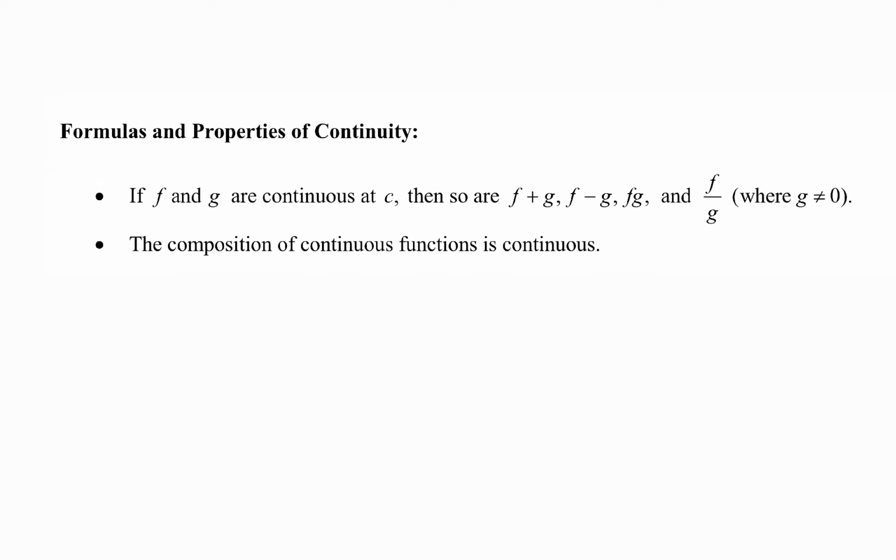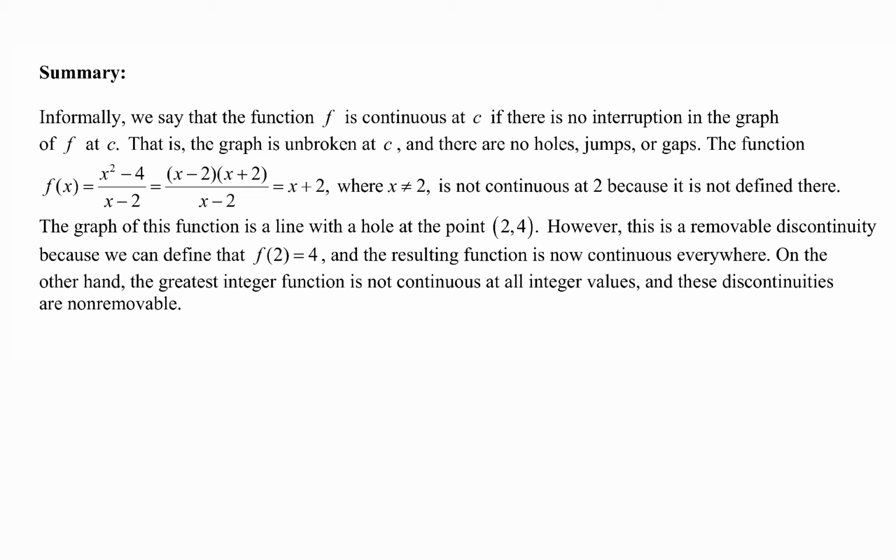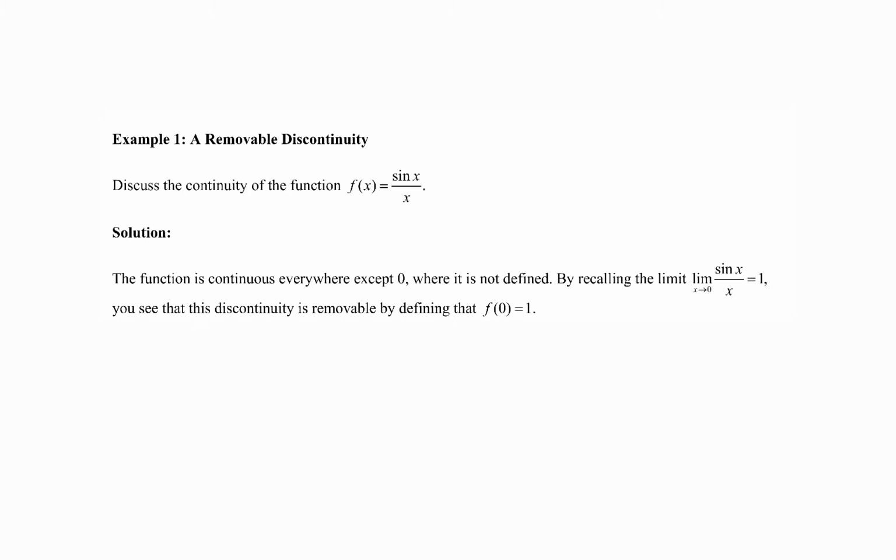Let's see, if f is continuous and g is continuous, the sum is a continuous function. The difference will be a continuous function, the product will be a continuous function, and f divided by g will be a continuous function with the condition that g must be different than 0. And the composition of two continuous functions is continuous. Okay, let's go to the problems.